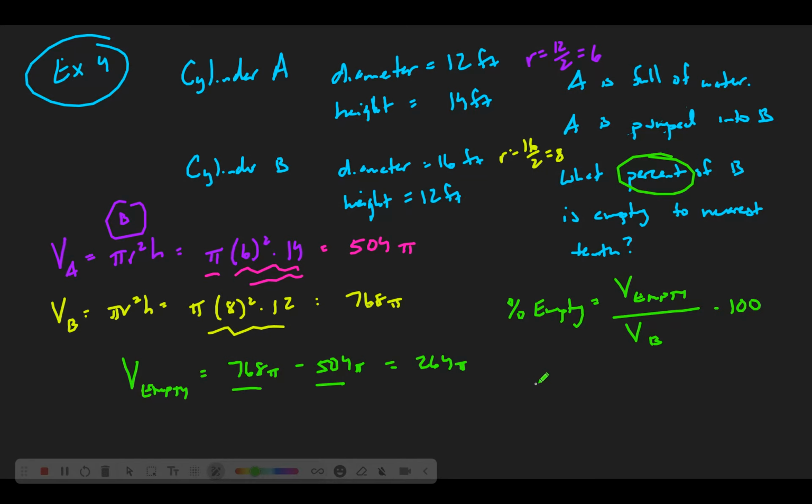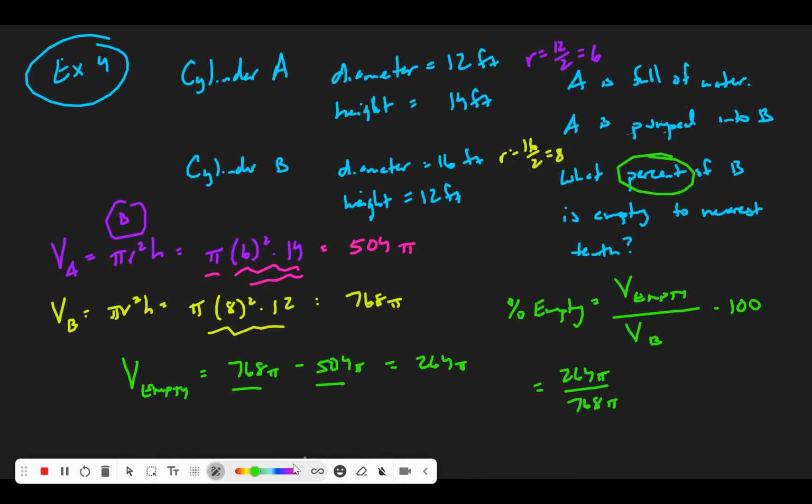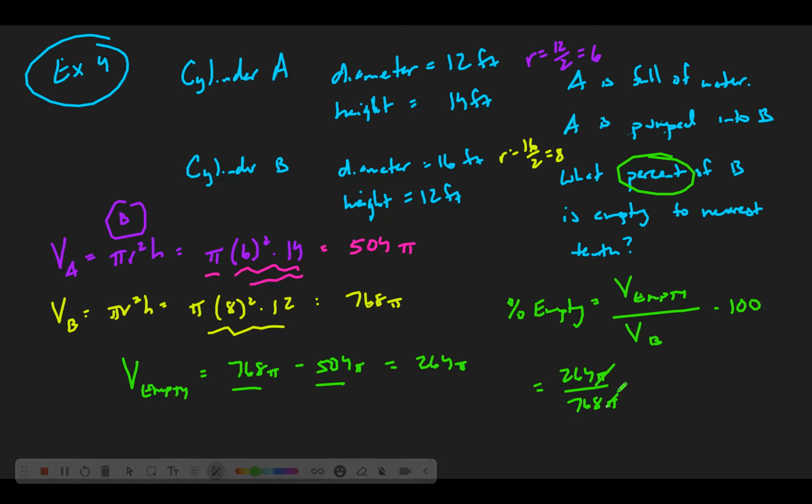So this problem would be 264 pi divided by 768 pi. Now, because we never multiplied out the pi's, when you divide these two, you can feel free to cancel out the pi's and not even worry about them. You can type them in Desmos if you want to, but you don't have to. So you're just going to do 264 divided by 768, and multiply that by 100.